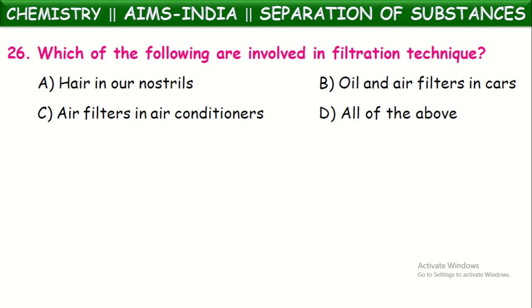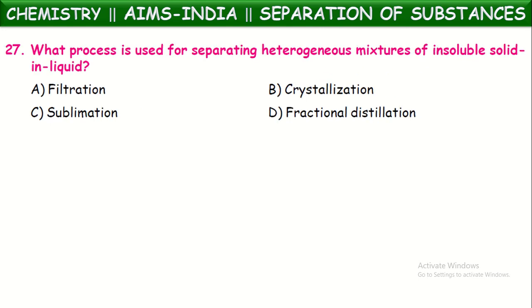Oil and air filters in cars. Yes, oil and air filters will filter the unwanted impurities present in the air as well as oil. And even the third one, you see, air filters in air conditioners. Yes, these air filters also will filter the dust particles entering into the air conditioners. So in these three processes, the filtration process is happening. We use it, isn't it? So all of these. Next one.